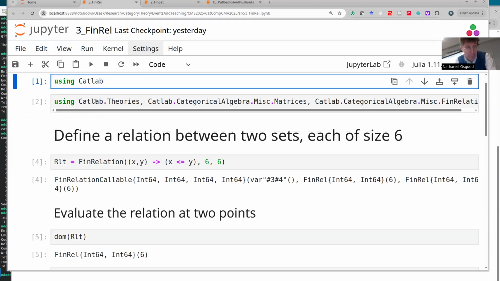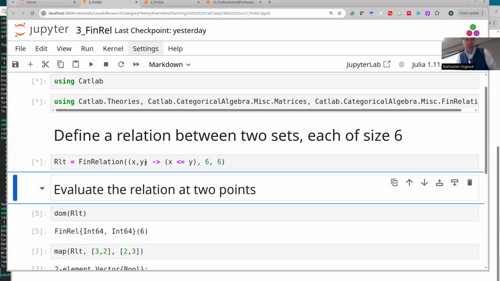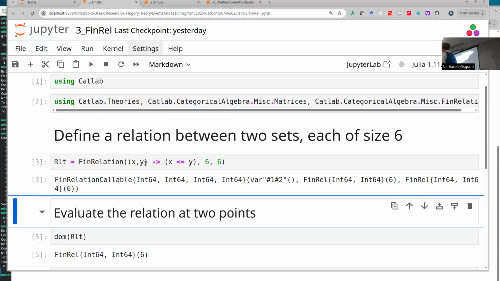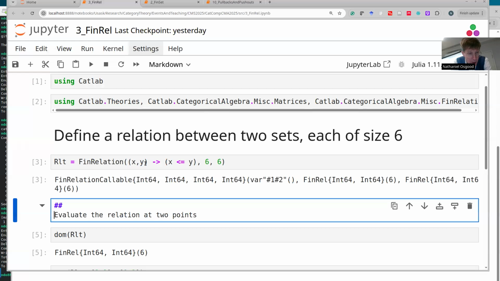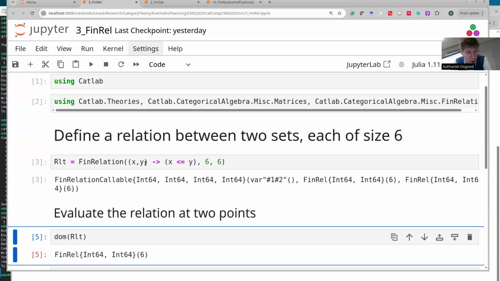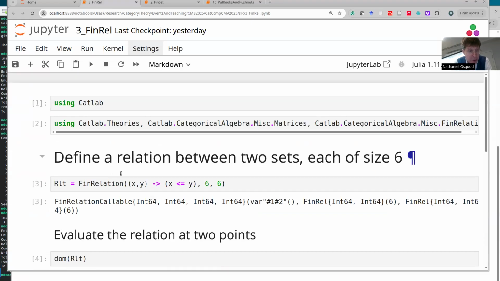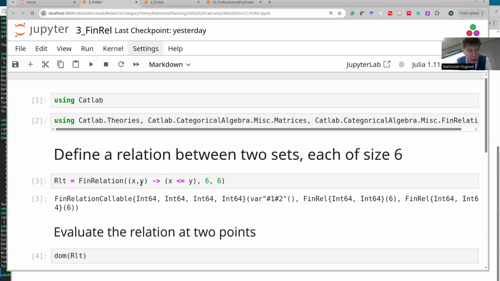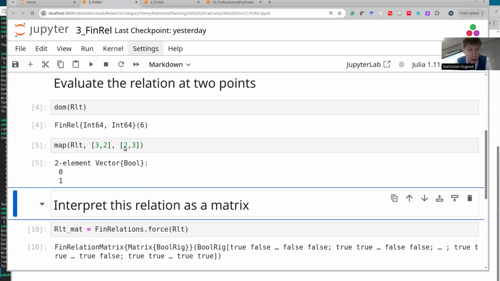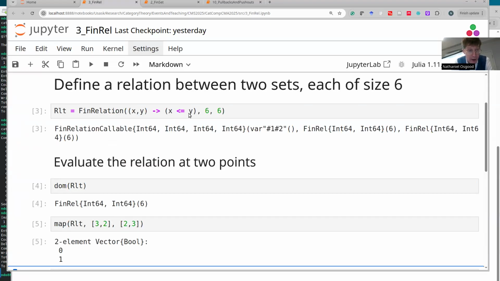So I'll go down and execute it. I think it gave you two answers, like a 0 and a 1. So for this relation, I evaluated the relation at 2 points. I said if X is 3 and Y is 2, what's the answer? And if X is 2 and Y is 3, what's the answer?